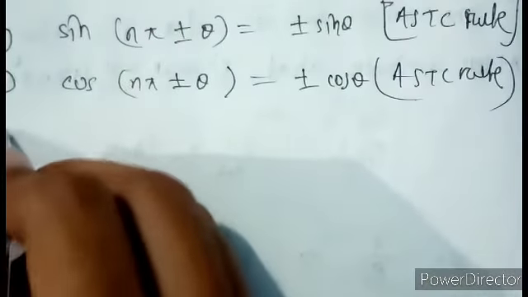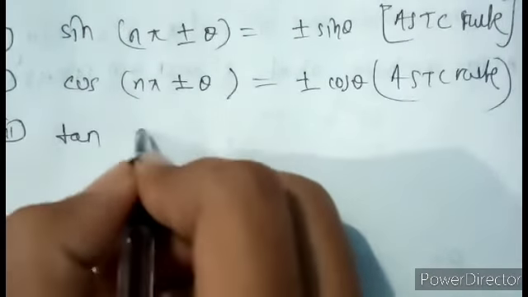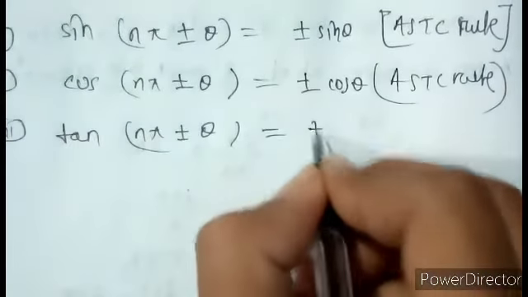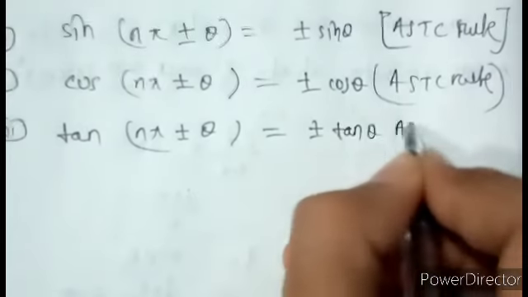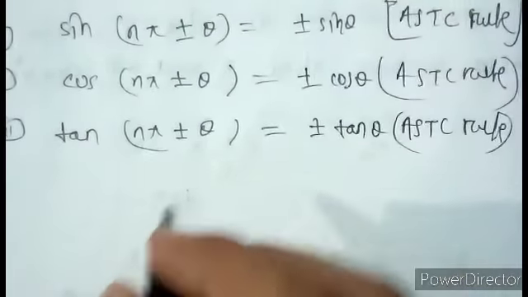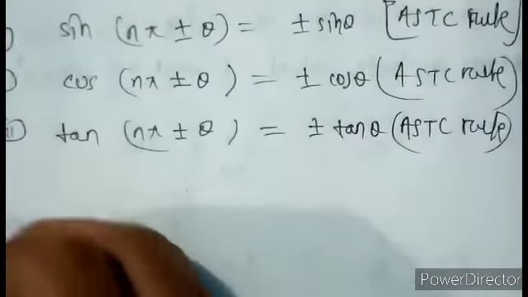Then the third formula is tan of n pi plus or minus theta is equal to plus or minus tan theta, also according to the ASTC rule. Then come to the sum.